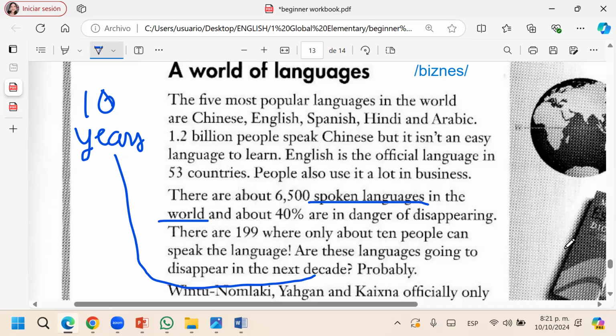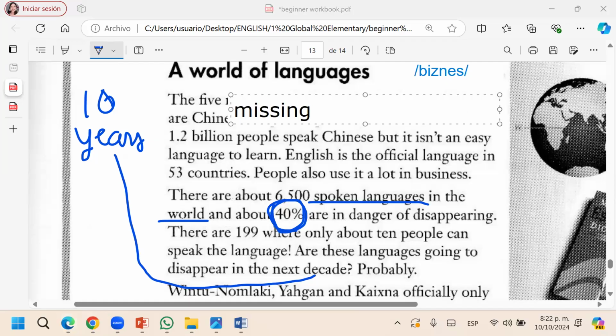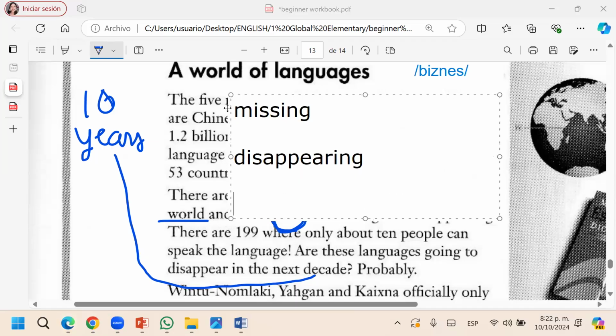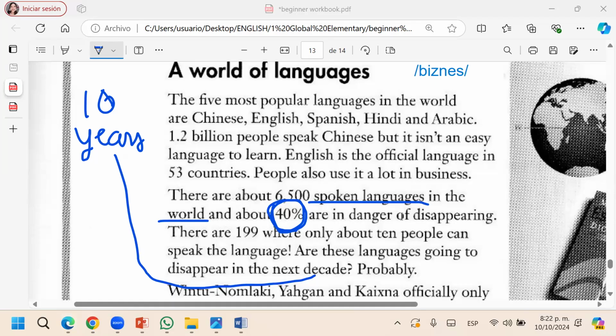Russian, many languages. And 40%, what happened with the 40%? What's the problem with the 40% of the languages? They are in danger of disappearing. Van a desaparecer, disappear. Missing o disappearing es como perdido, como los idiomas, desaparecido. 40% of the languages are in danger.